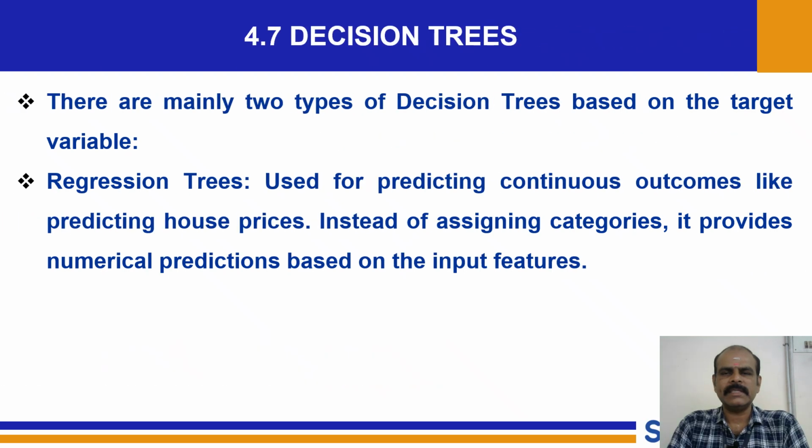And the second type is regression trees. So used for predicting continuous outcomes like predicting house prices. Instead of assigning categories, it provides numerical predictions based on the input feature. So usually regression, the term regression means it's a mathematical equation. So regression analysis is going to map the relation between the input versus output variables.